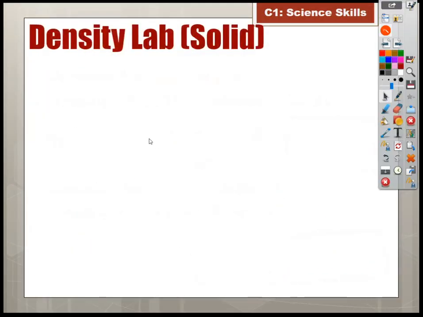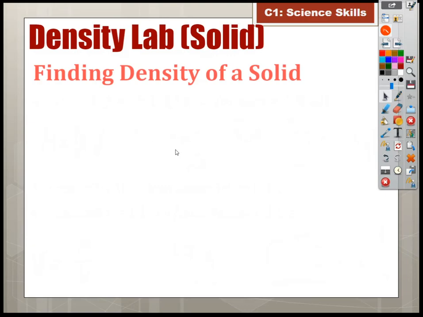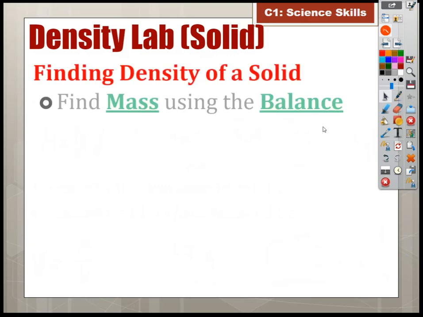Now, then you have these density lab slides. These slides go over how that density lab data was collected. So it talks about finding the solid. It talks about, so I'm going to close this for now.